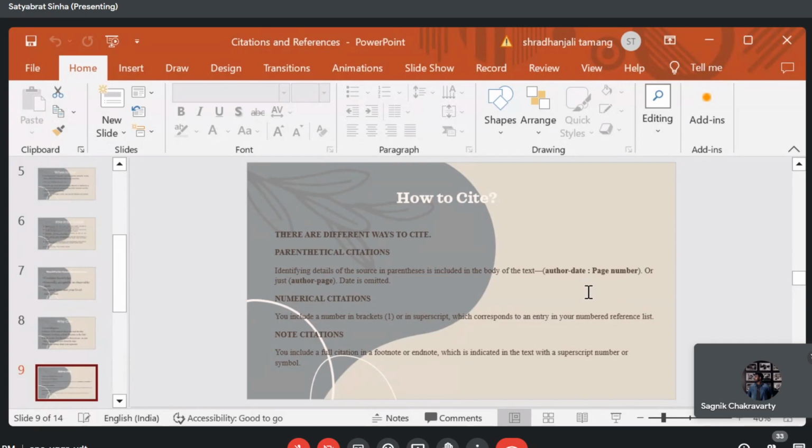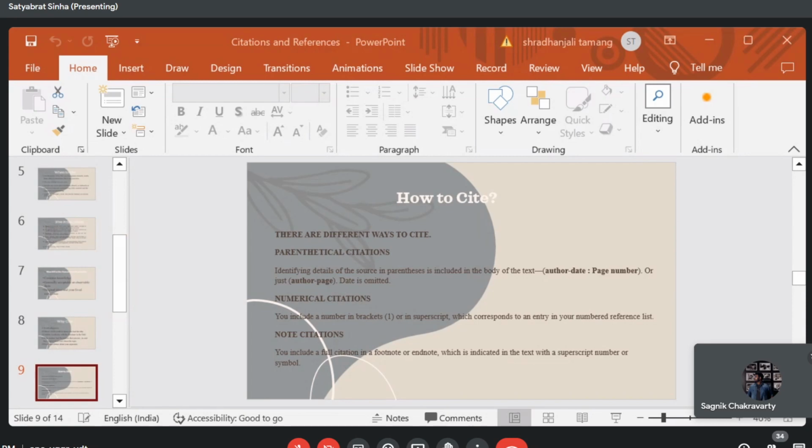The date is omitted. The second style is numerical citations, in which you include a number in brackets. Let me finish this, then I'll show you. So first is identifying the details of the source in parentheses. Second is numerical citations. You include a number in brackets or in superscript, which corresponds to an entry in your numbered reference list. The third is note citations. You include a full citation in a footnote, or what we call an end note.